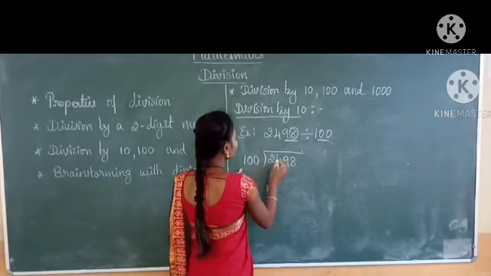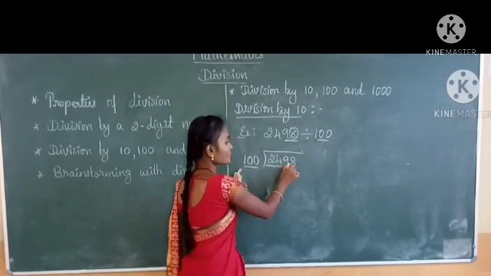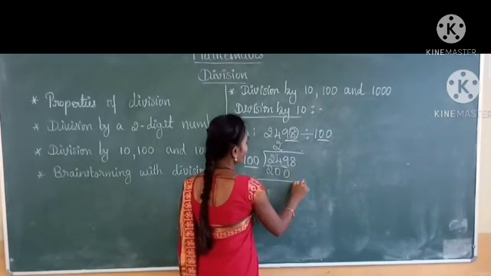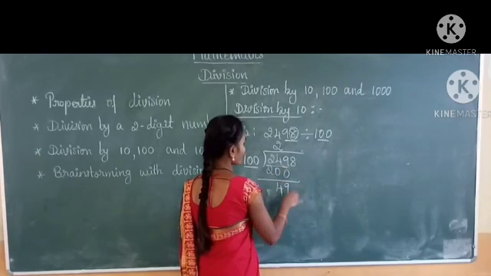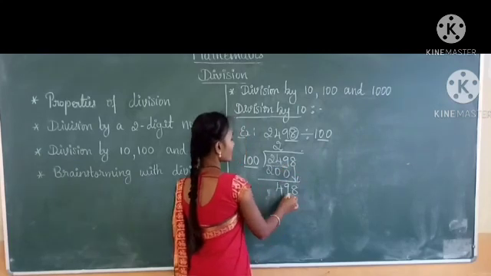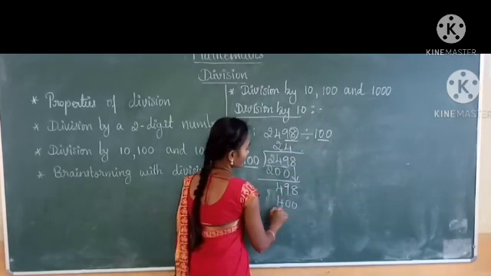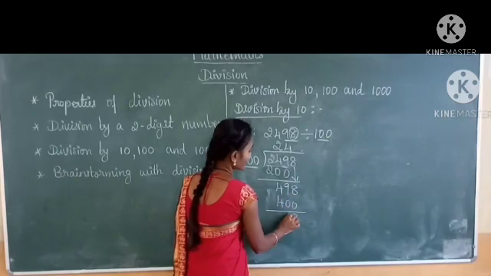So 100. Here 3 digits are there. We have to take 3 digits. It is 249. 100 2s are 100. Minus, 9 minus 0, 9. 4 minus 0, it's 4. Next take this number 498. 100 4s are 400. Then 8 minus 0 is 8. 9 minus 0 is 9.